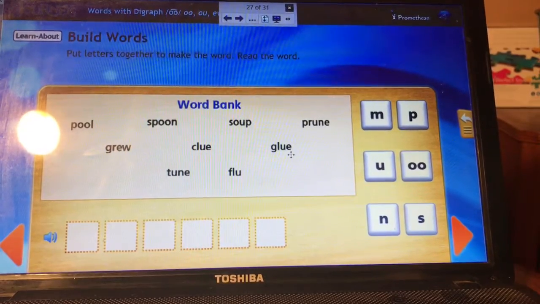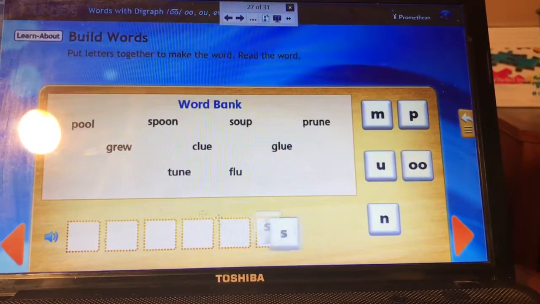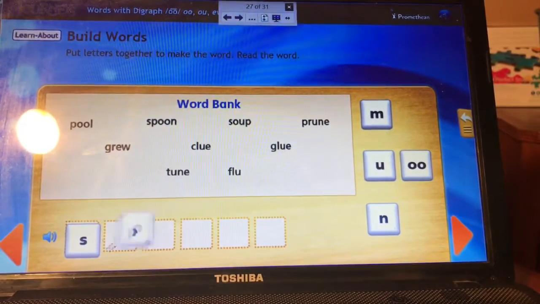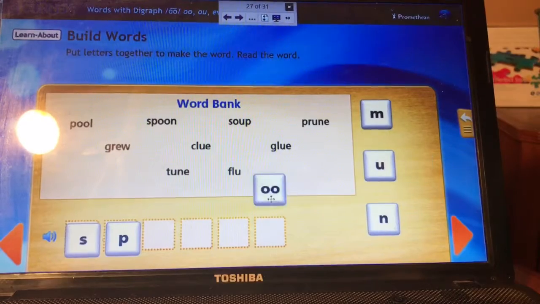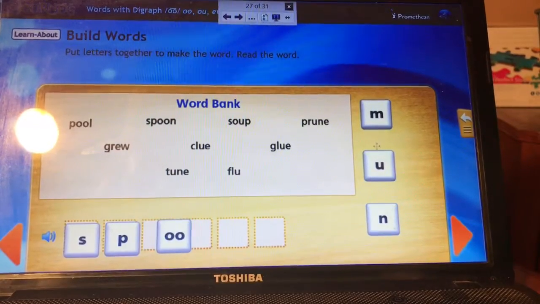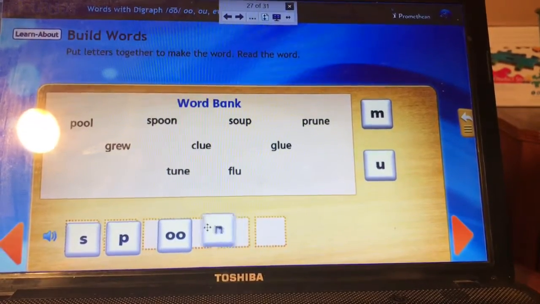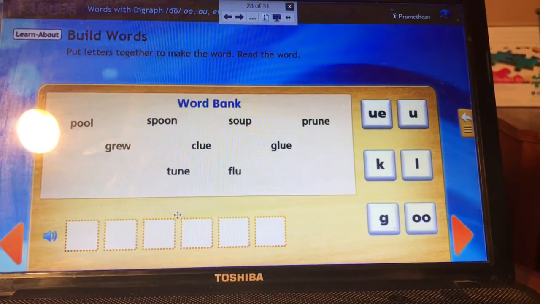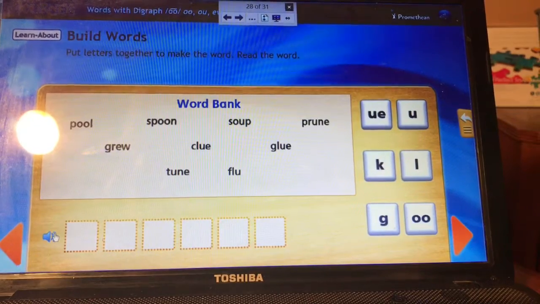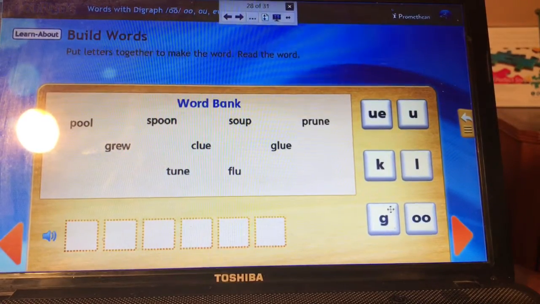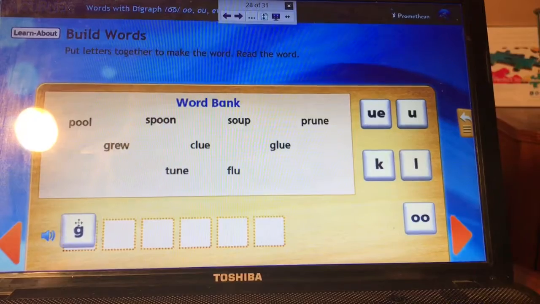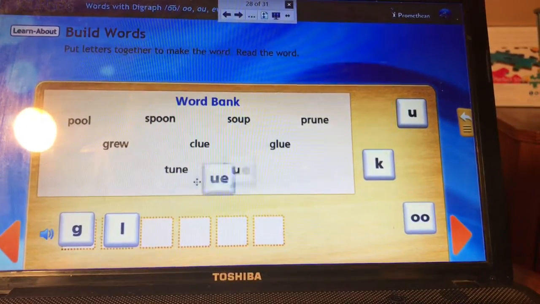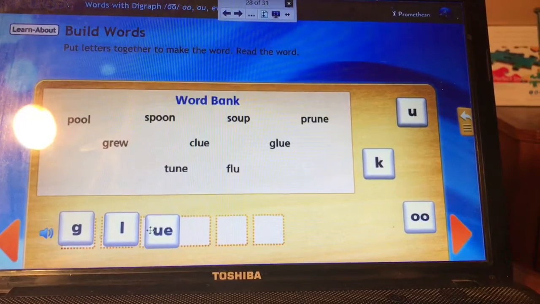Spoon. Here, a blend in that one too. A lot of blends today. Ooh. Spoon. Glue. Another blend. G. L. Ooh. Glue.